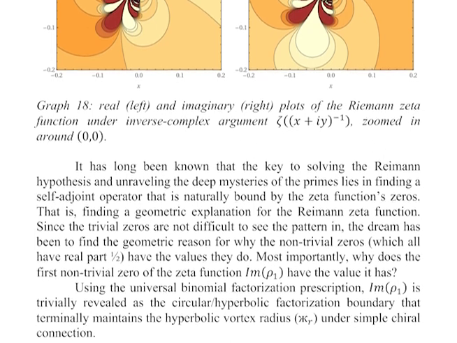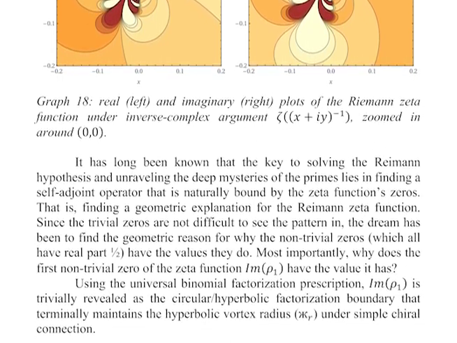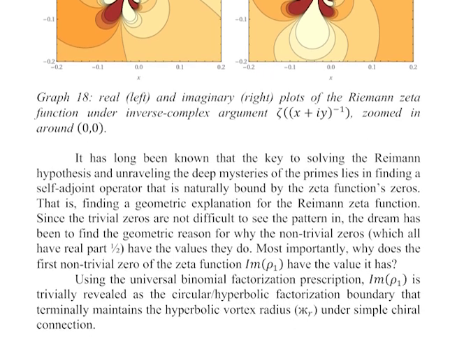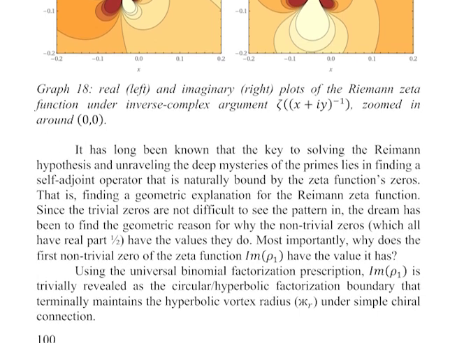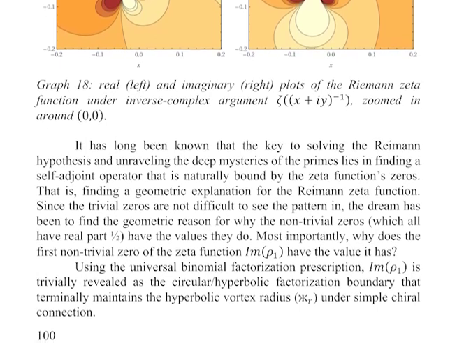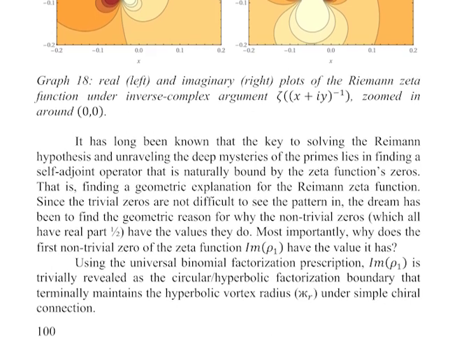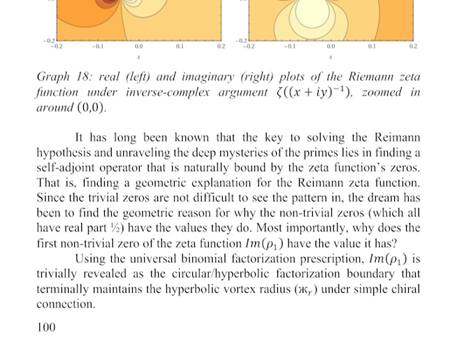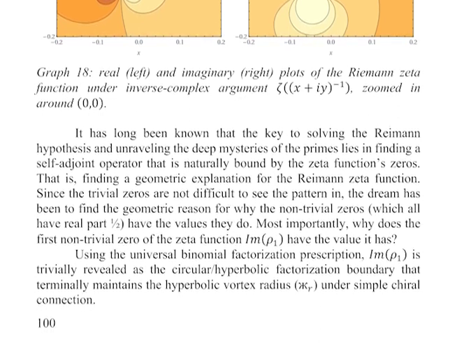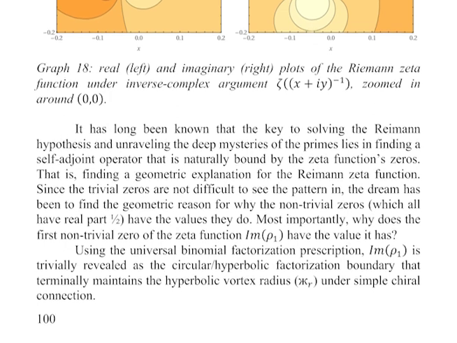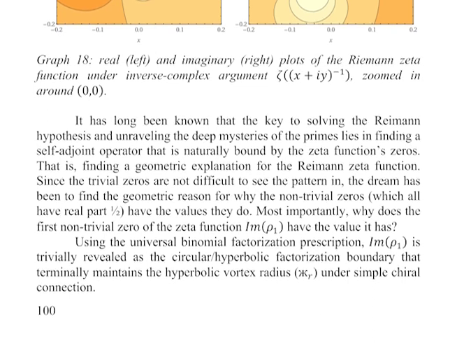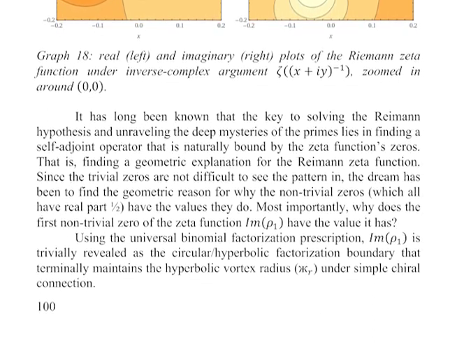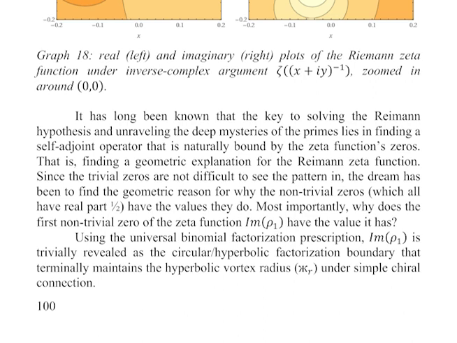It has long been known that the key to solving the Riemann hypothesis and unraveling the deep mysteries of the primes lies in finding a self-adjoint operator that is naturally bound by the zeta function zeros. That is, finding a geometric explanation for the Riemann zeta function. Since the trivial zeros are not difficult to see the pattern in, the dream has been to find the geometric reason for why the non-trivial zeros, which all have real part 1/2, have the values they do. Most importantly, why does the first non-trivial zero of the zeta function, the imaginary part of rho 1, have the value it has?